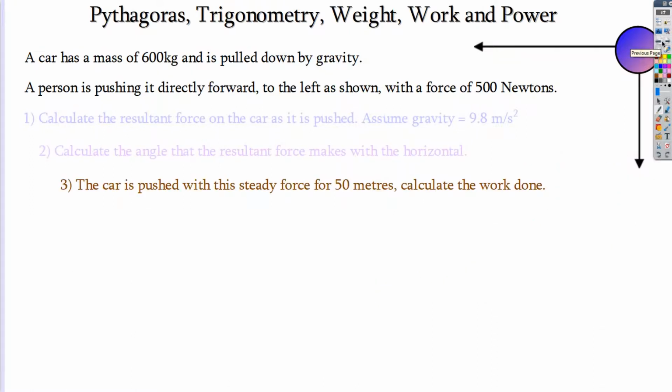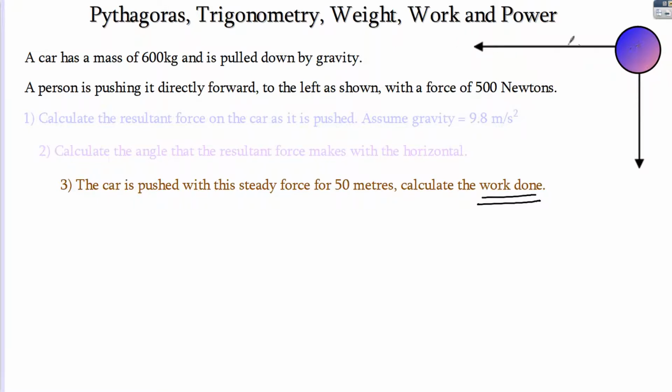The car is pushed with a steady force for 50 meters. Calculate the work done. We've got 2 forces here. We've got the force of gravity and the force of pushing. Which of those forces does work? Yeah, just the pushing, because gravity would only do work if the car was falling downwards or going down a hill as well. So work done is only the distance in the direction of the force that you're on about.